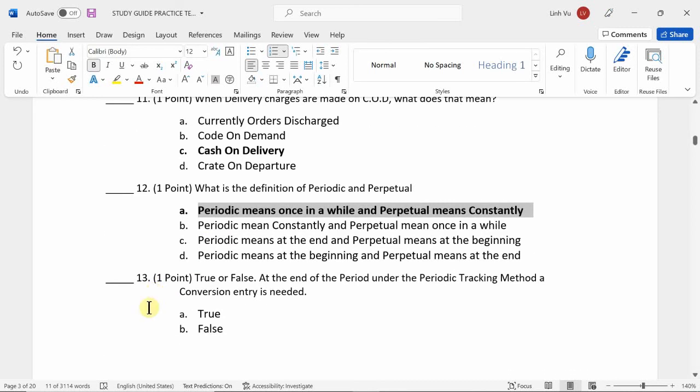Number 13: true or false, at the end of the period under the periodic tracking method, a conversion entry is required? False? Under periodic inventory, a conversion entry is needed. So when we reach the end of the accounting period, under periodic inventory, how do we know how many items we sold?